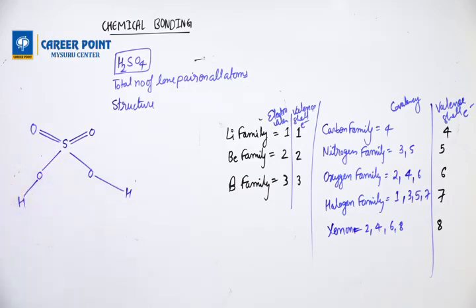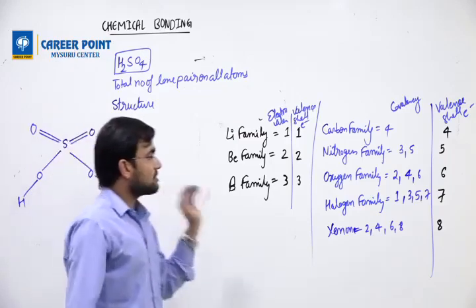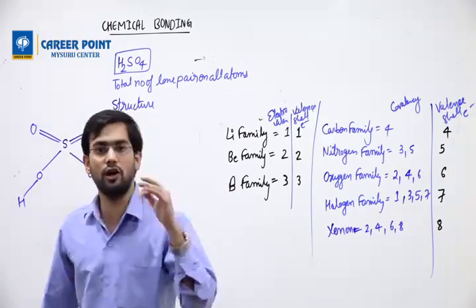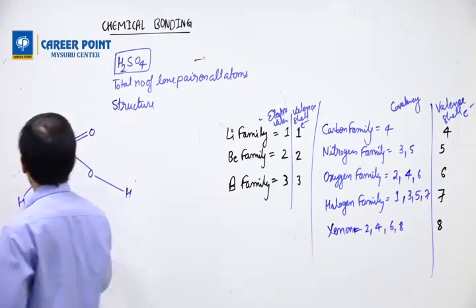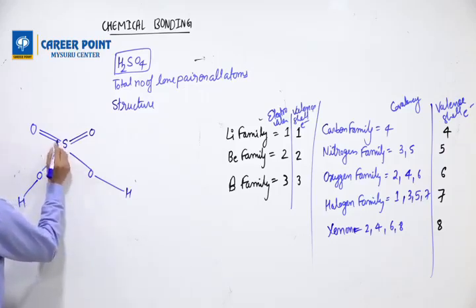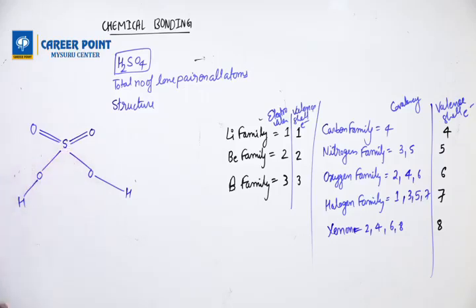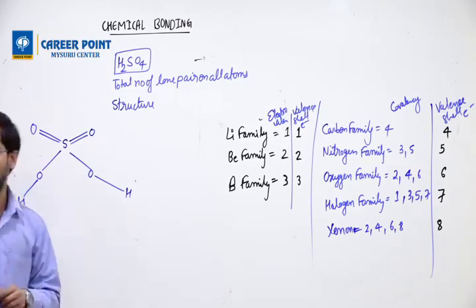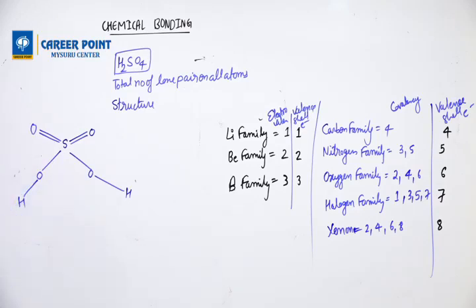Now I'll look for sulfur also. Is sulfur satisfied? Sulfur valence is 2, 4, 6. So 1, 2, 3, 4, 5, 6. It has got 6. Valency got satisfied.